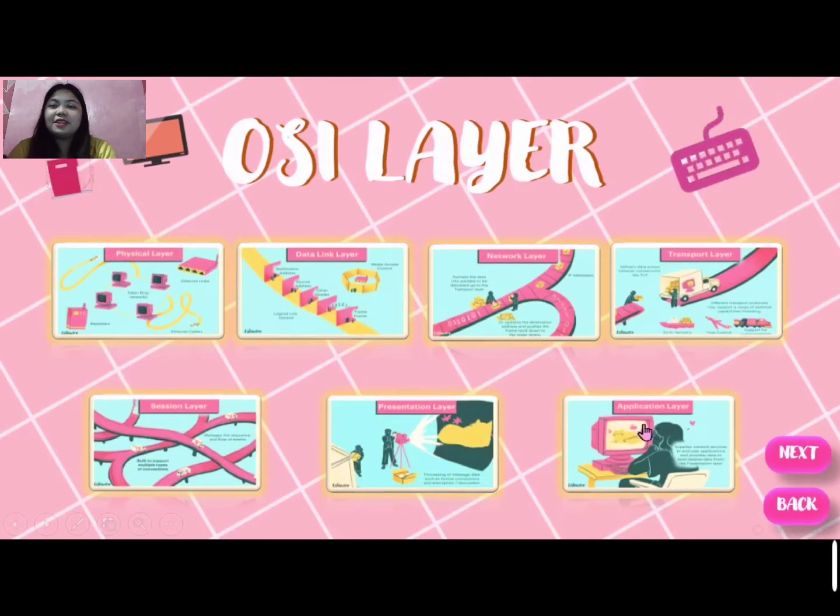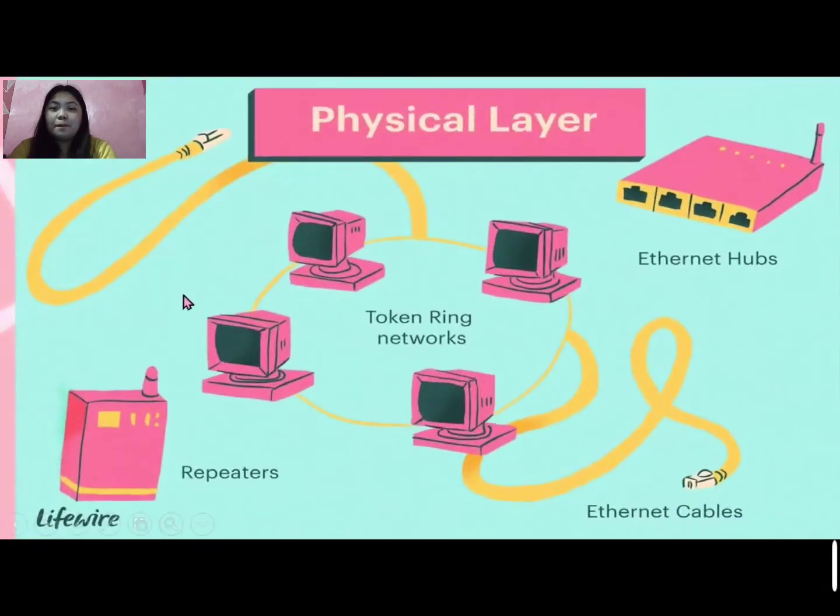And now let's study the first layer that we have. The first layer that we have is the physical layer. The physical layer of the OSI model is responsible for the ultimate transmission of digital data bits from the physical layer of the data sending device over network communication media to the physical layer of the receiving devices.